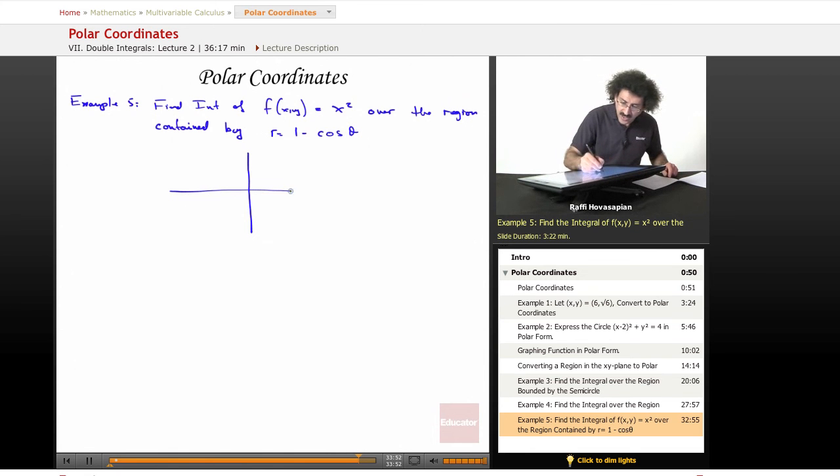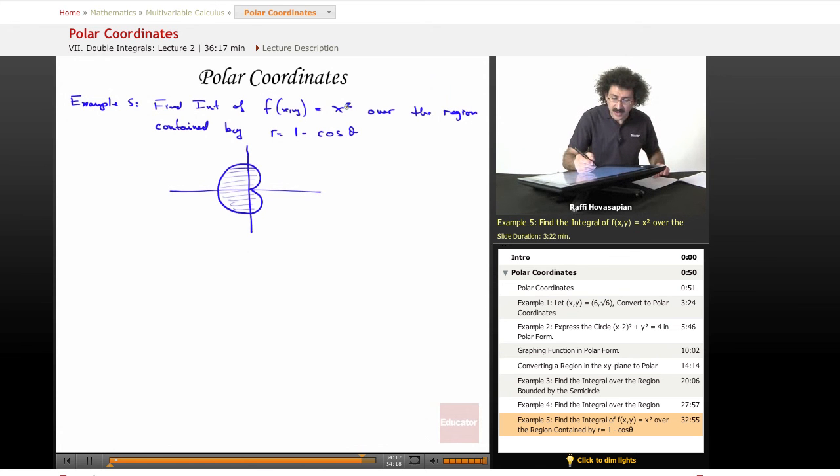When you do a table of values or when you put it into your calculator, you're going to end up with something that looks like this. It's called a cardioid, because it looks like a heart. So this is the region that we're concerned with. We're going to be integrating over this region, and we're going to be integrating this function.